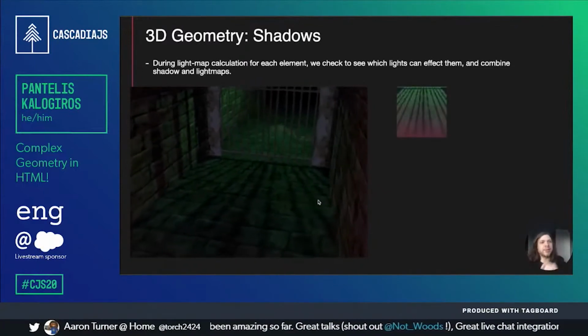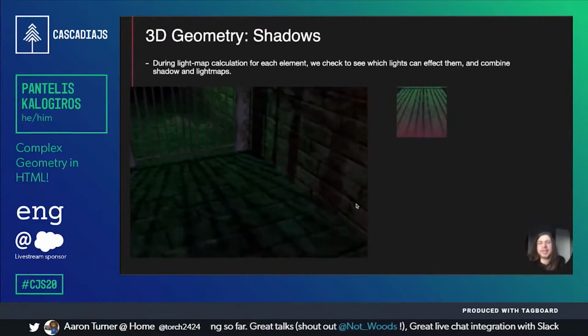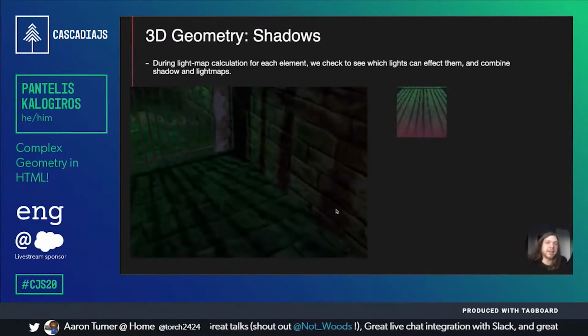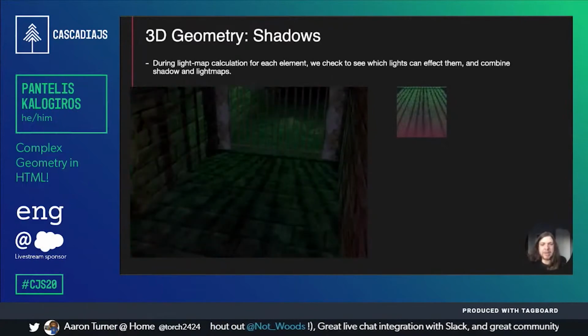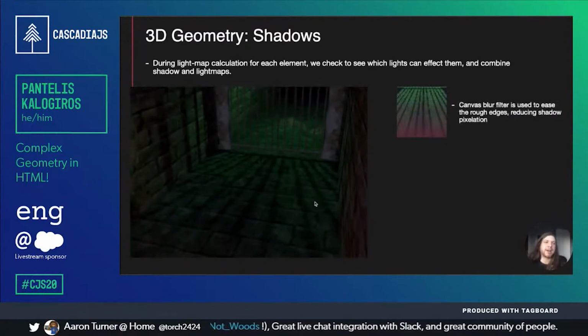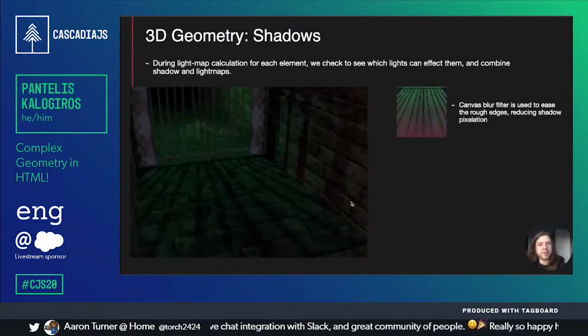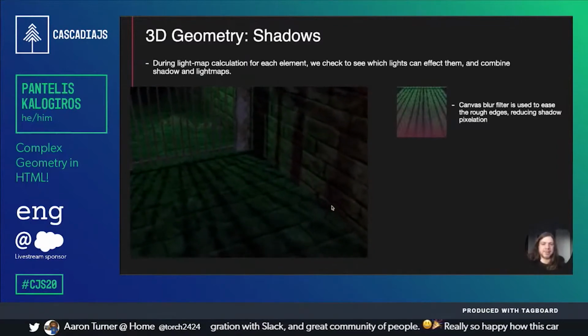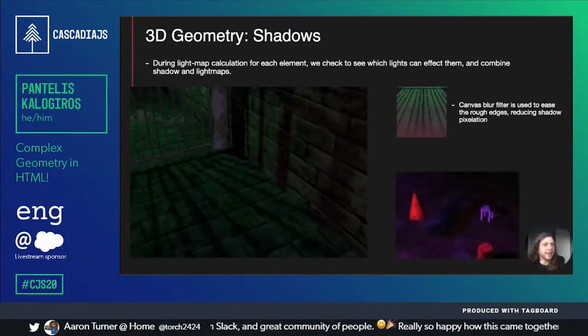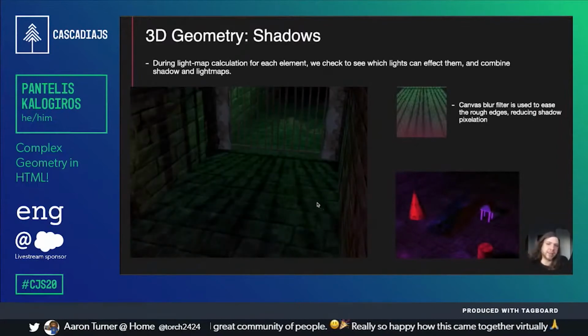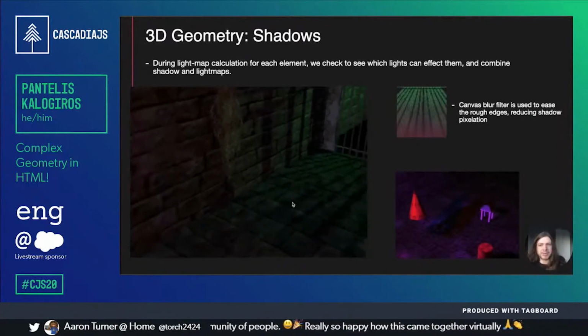So we cast rays from our light and check to see if they hit a surface or if there is any element between them. If there is an element between them, we mark that pixel as dark. And we can even add some blur to make our shadow a little bit smoother at the sides. And we can see that we can also have multiple shadows, so this can actually work pretty well.